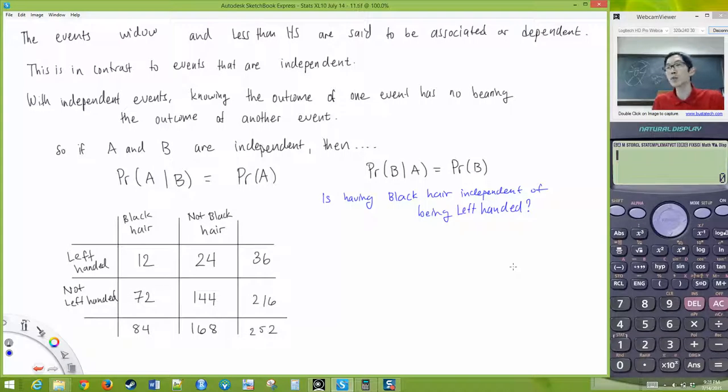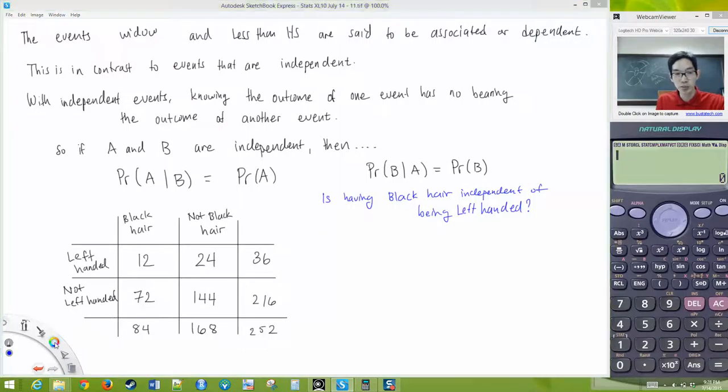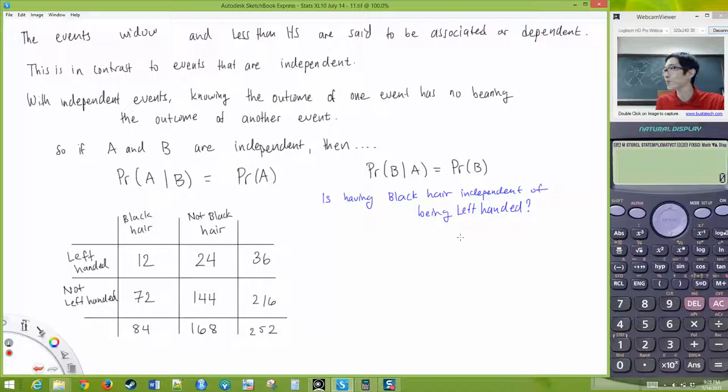It has no effect. We would expect that it has no effect, right? And if someone is left-handed, do you think it has any effect on the probability of them having black hair? No, probably not. So we would check this. You just have to arbitrarily label one of these to be A and the other to be B. So we'll call having black hair A and being left-handed B.